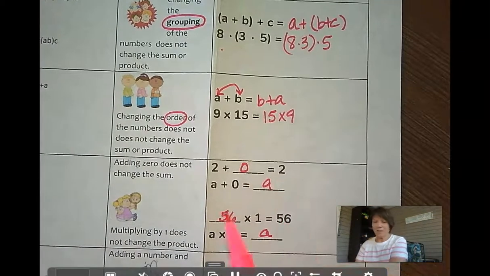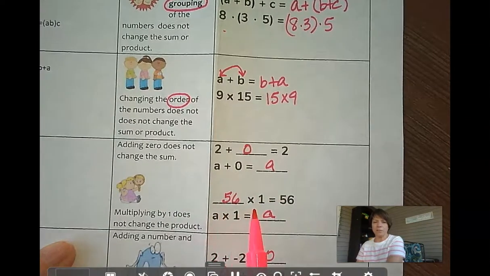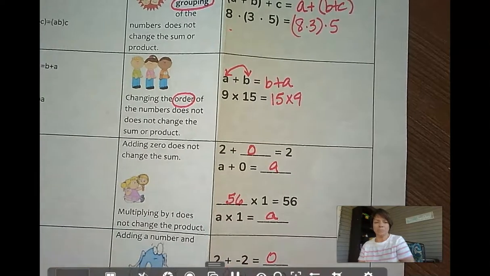For our practice here then, we can see that 2 plus 0 will equal 2. The beginning and the end are identical. A plus 0 will equal A, beginning and end identical. 56 times 1 will equal 56. A times 1 will equal A.